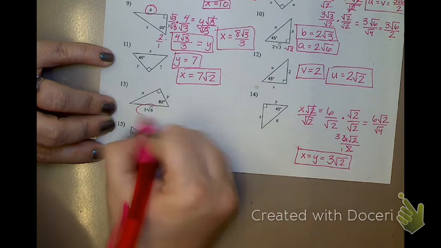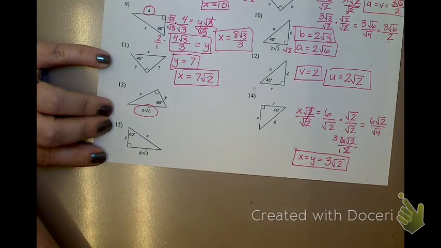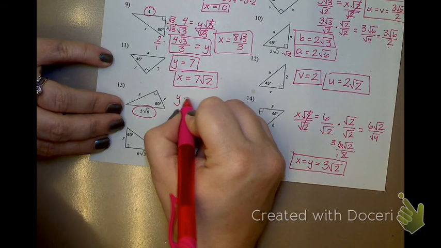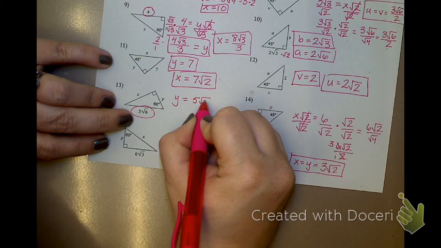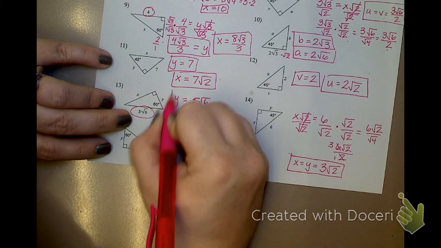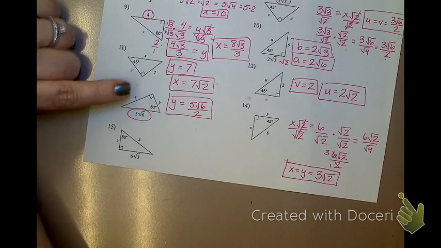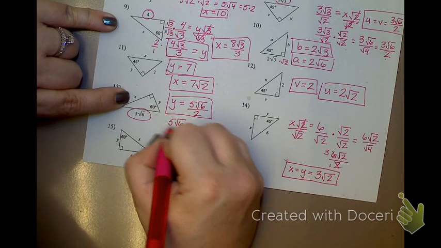So they gave me the hypotenuse. How do I find the short leg? I cut it in half. So that means that y is going to be half of this. That's going to be 5 radical 6 over 2. And nothing about that simplifies. It's just ugly like that. Now that I have the short leg, I'm going to take it and I'm going to multiply it by radical 3 to find the long leg.